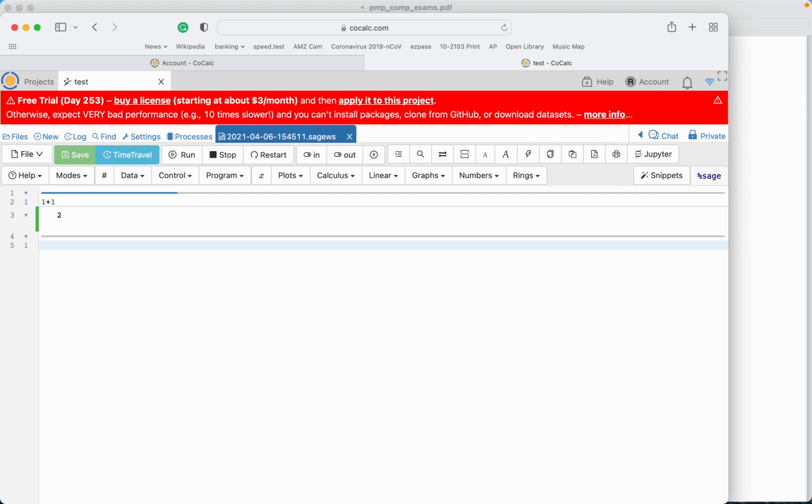Now, this is on the internet. I want to point out what I'm doing over here. I'm using somebody else's computer to do computation. You notice at the top this red thing says free trial, buy a license starting at $3 a month, and then apply it to this project. It says otherwise expect very bad performance, 10 times slower. You can't install packages here too. Don't worry about that. Cloned from GitHub, blah, blah, blah, download data. You know what? Don't worry about that. What you should be worried about is if you do plan to use this at any professional level, you're going to have to subscribe to the service or download the software to your computer.